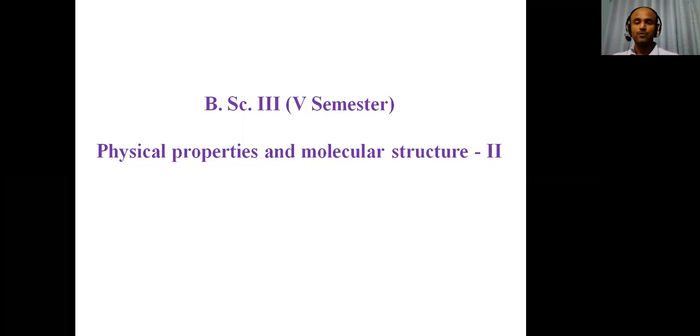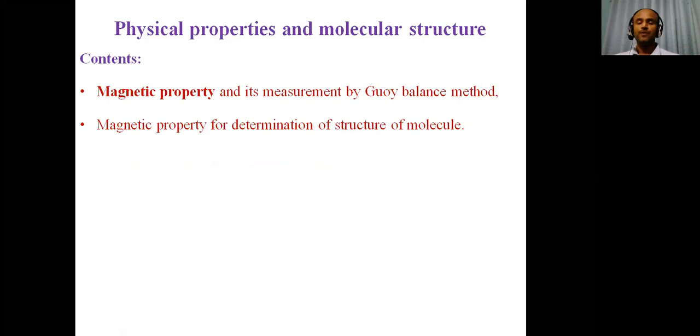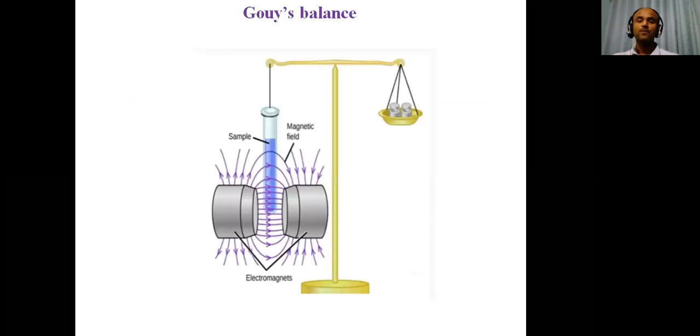In continuation to our previous video, in this video we are going to discuss the second part of physical properties and molecular structures. This video consists of one important physical property, that is magnetic property, and its measurement by Gauss balance method, and how magnetic property helps in structure determination. So this is the content of this video.